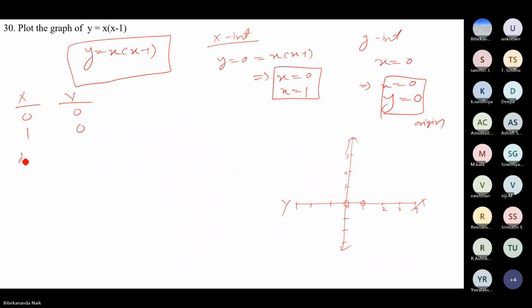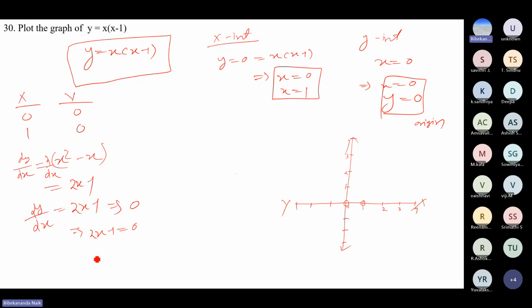So dy by dx will be x square minus x, d by dx of x square minus x. So it will be 2x minus 1. So dy by dx is 2x minus 1. When you put 2x minus 1 equal to 0, x equals 1 by 2. So at x equal to 1 by 2, it will change its direction.